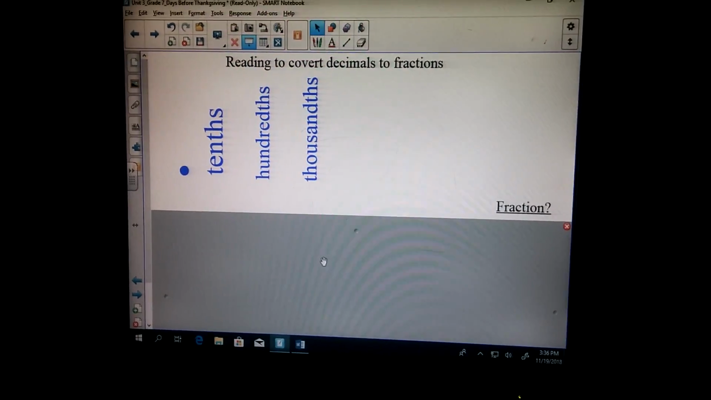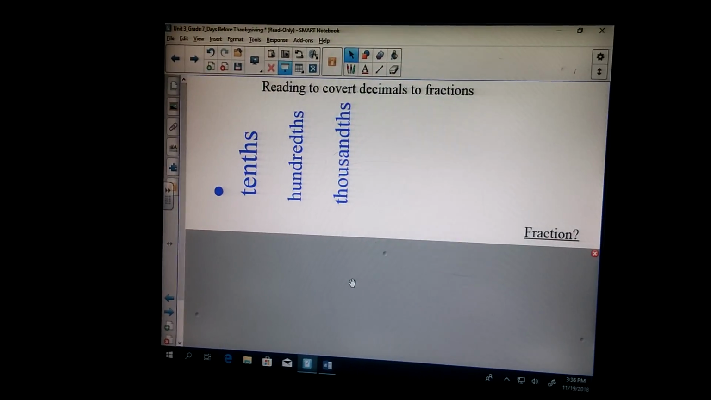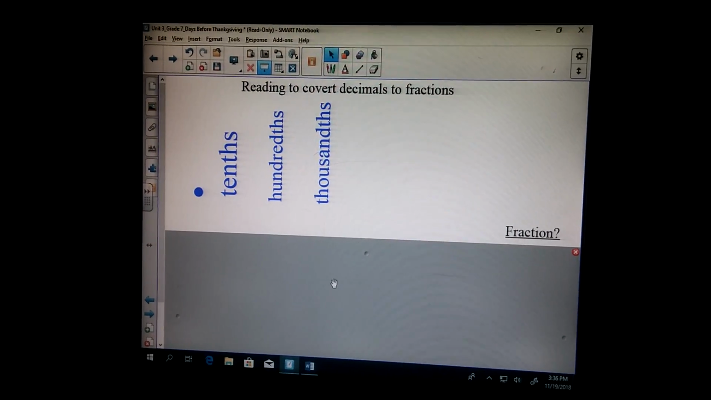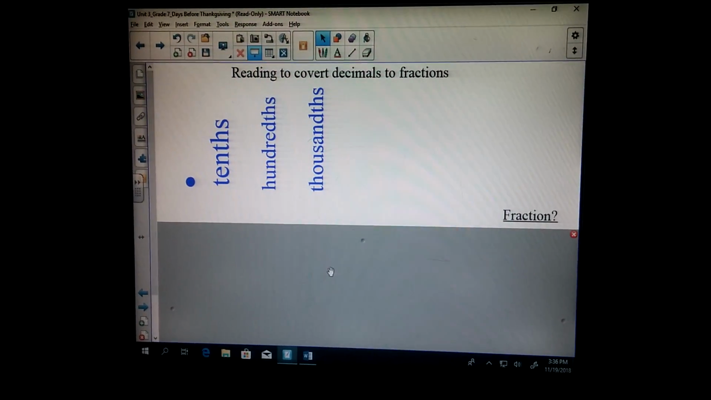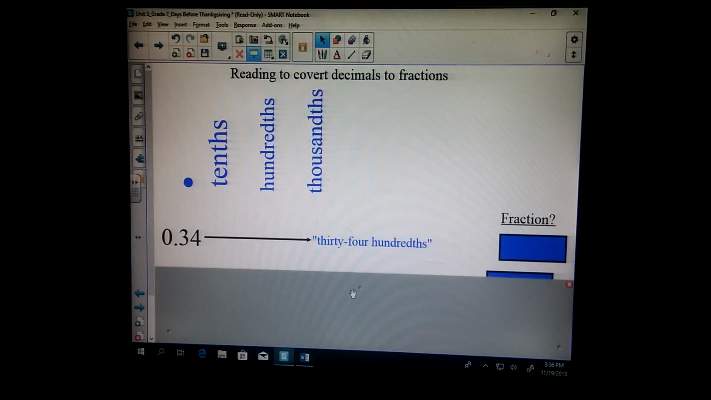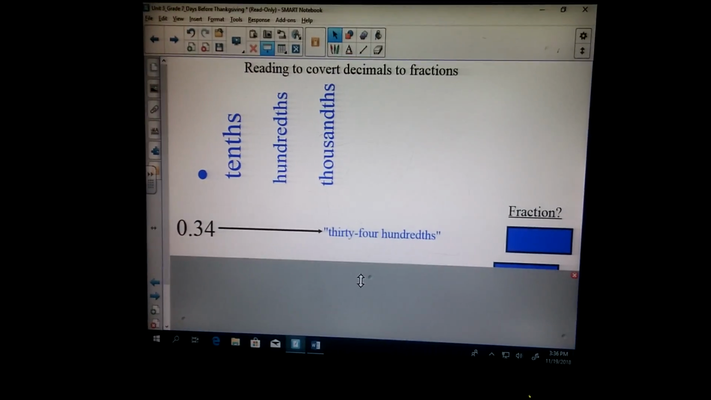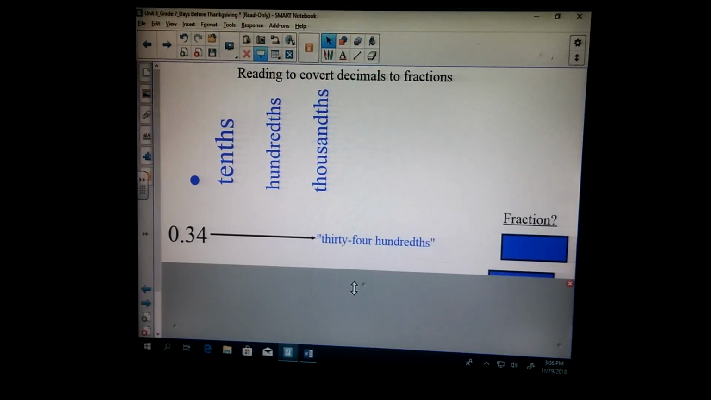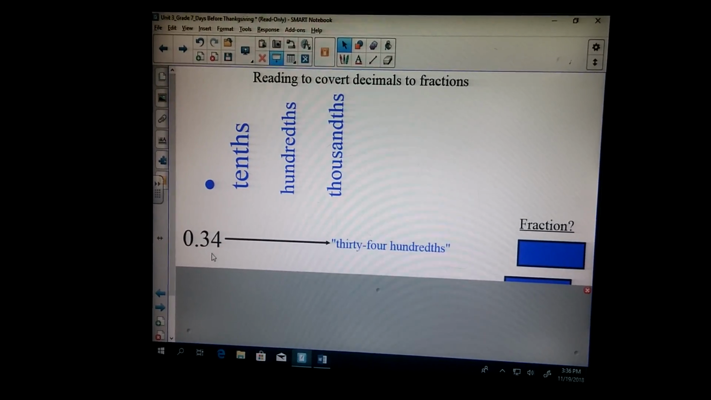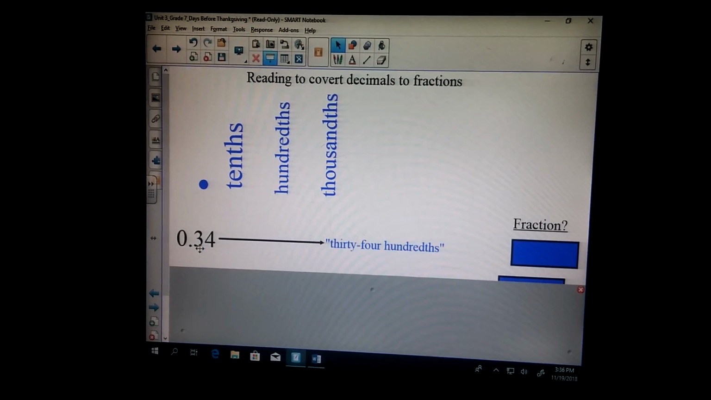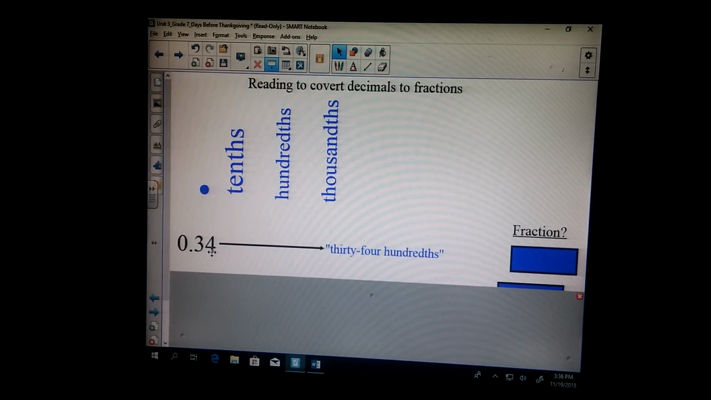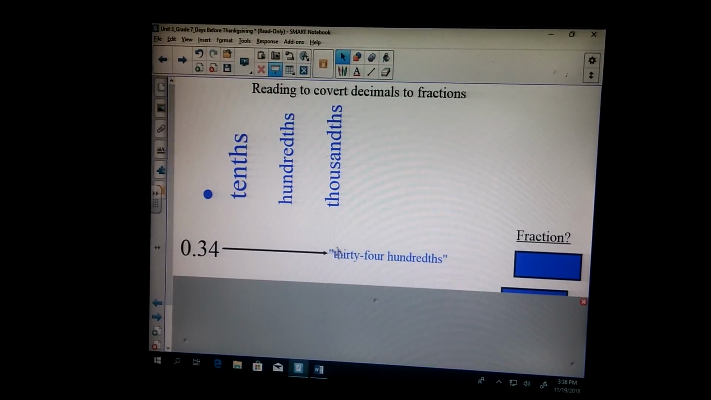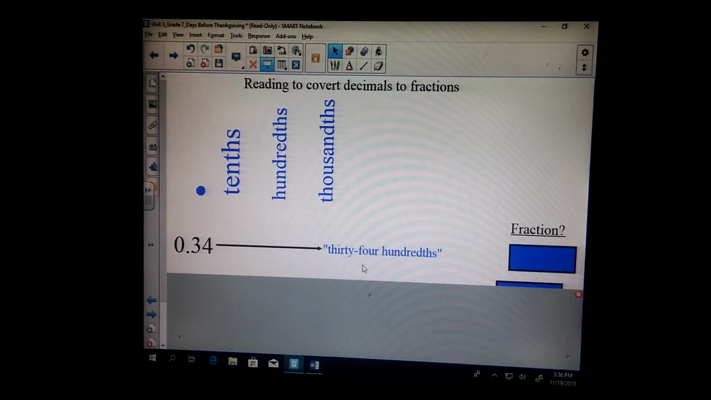Okay, take about 15 seconds and copy this little chart into your notebook. After the decimal place goes tenths, hundredths, thousandths, pause until you have this copied down. All right, when we convert decimals to fractions, it's really easy. You read the number you're given and then the final place value. So as you can see right here, this number is 34. The final place value, there's 2 digits after the 0, leaves you with hundredths. So this would be read as 34 hundredths.